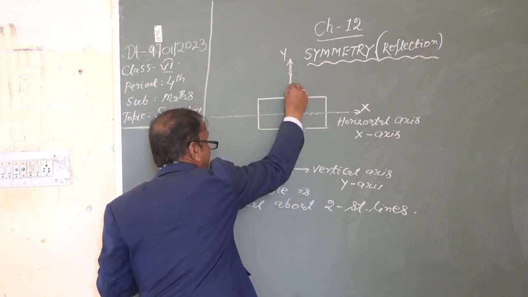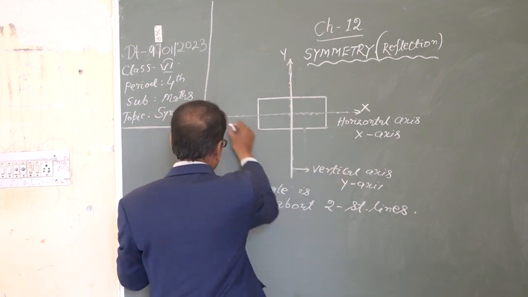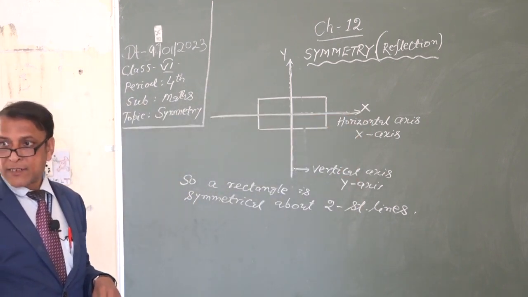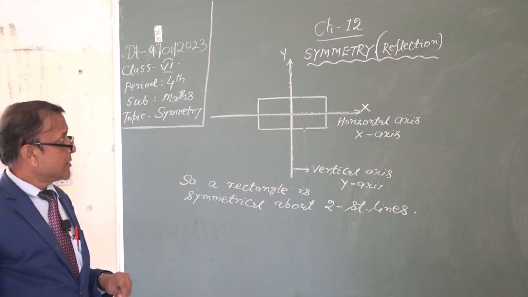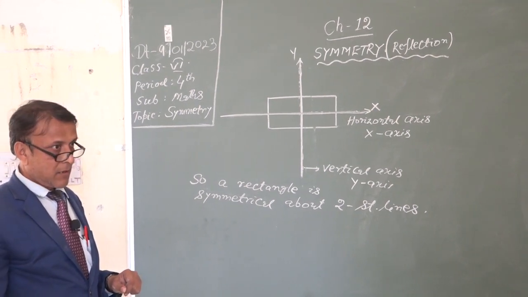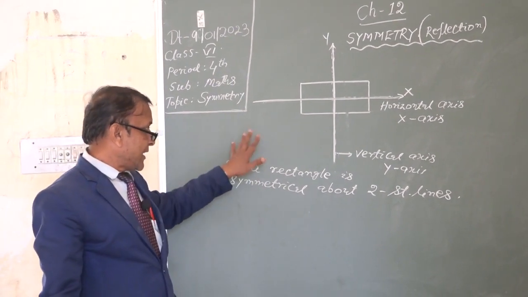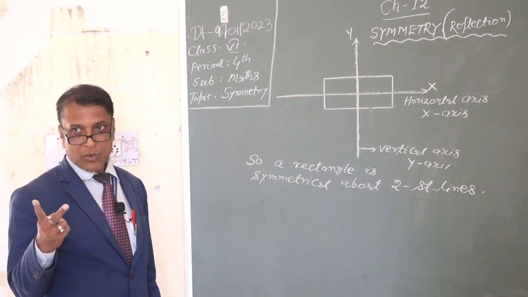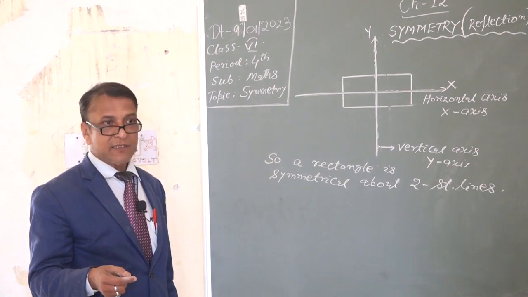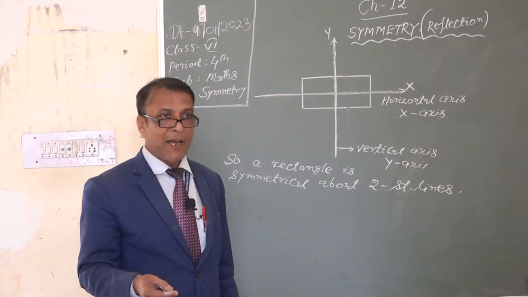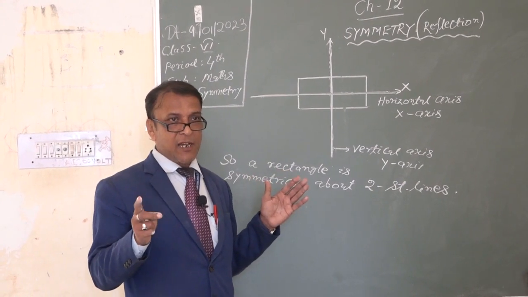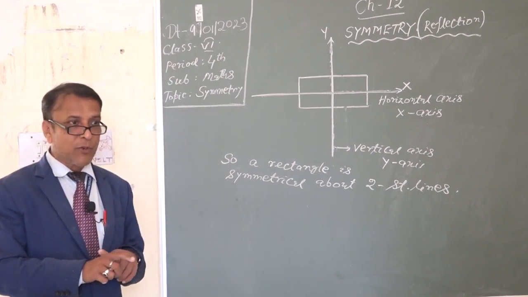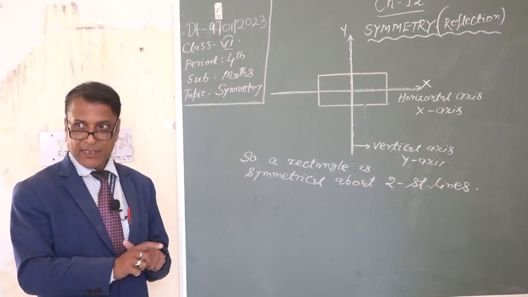This is one line. यह भी दो भाग कर देता है और यह लाइन भी पूरा रेक्टेंगल को दो भाग कर देता है. अंडरस्टैंडिंग? So a rectangle has how many symmetrical lines? दो. There are two symmetrical lines of a rectangle by which a whole rectangle can be made into exactly two equal halves. ठीक है ना?